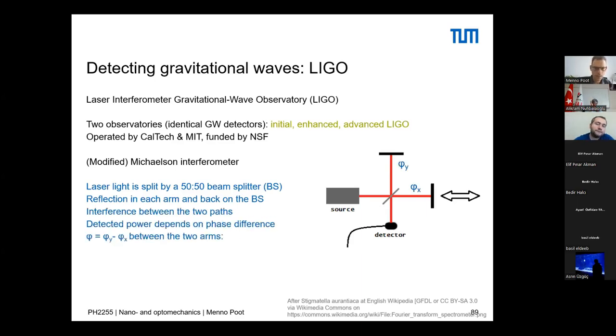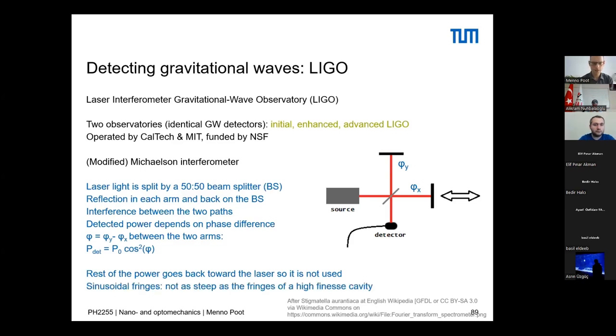And then on the detector, you will detect a certain amount of power that depends on the phase difference between the two arms. In this case, this phase difference is the difference between the phase in the y direction and in the x direction. And the amount of power that you detect is the total power that you send into the interferometer times the cosine squared of this phase difference. And in case you're wondering, you send in power P0, you're only detecting P0 times cosine squared, where's the rest going? Well, the rest of the power goes back towards the laser and is not being used. So in this case, you see we have this cosine squared, and you have sinusoidal fringes.